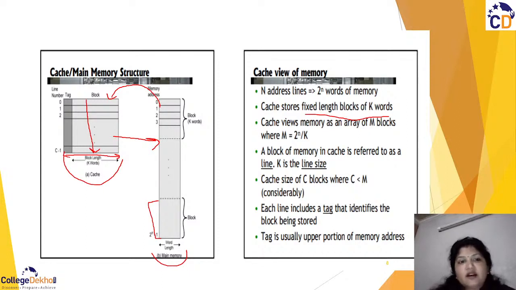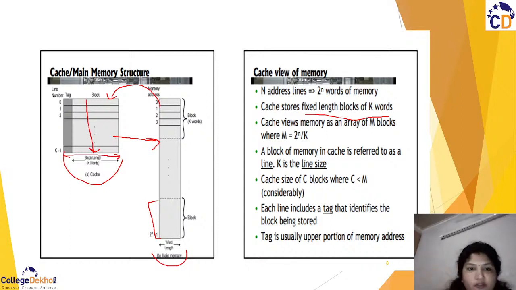So obviously you may have a number of blocks in your cache memory, and more blocks in your main memory. Cache size is C blocks, where C is less than M considerably. Each line includes a tag that identifies the block being stored. So where is your block? It is stored in the main memory. Now you need to transfer it to the cache memory, and that takes some time. There are replacement algorithms, which decide which page is going to be transferred and which page is going to be shifted. So it has some criteria. You cannot directly merge both of the things.